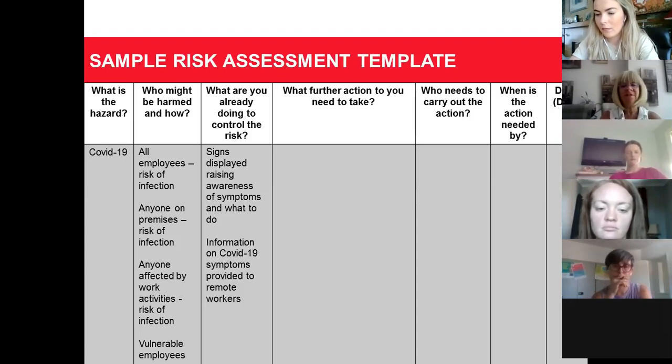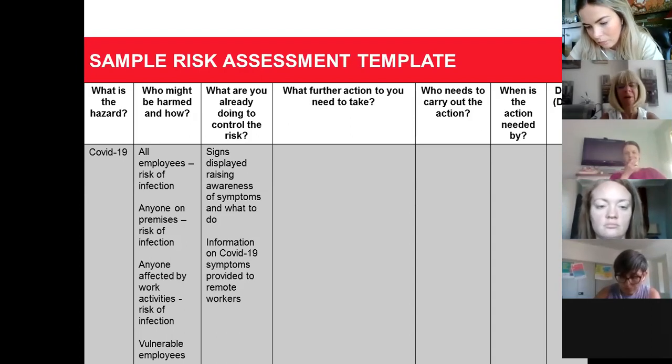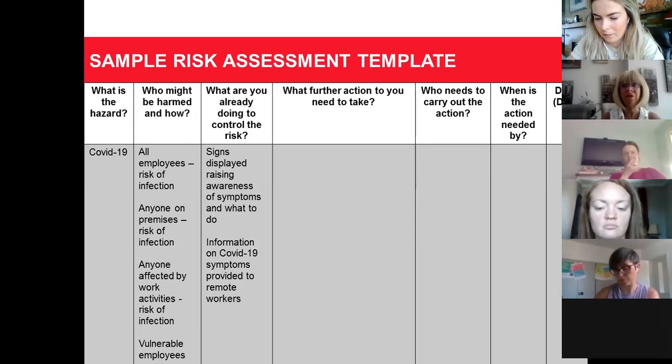You might have already, for example, provided information on Covid-19 symptoms to your remote workers. Your remote workers aren't going to see the signage that's in your workplace, but you may have sent that information out by another means, by email or verbally through staff meetings and that sort of thing. Anything you can think of that you're already doing, document on your form, because as I said, this will be your audit trail.